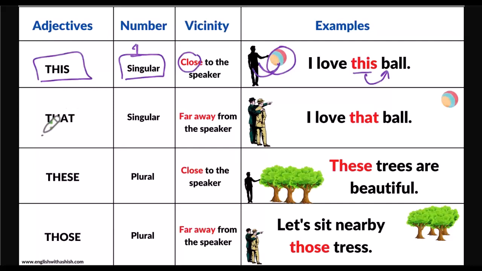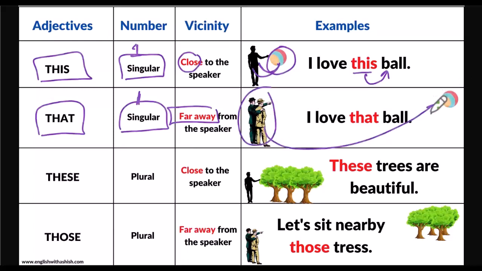All right. Now comes that, another type of a demonstrative adjective. It also refers to a singular noun, one in number, but it is far away from the speaker. It is not close to the speaker. For example, I love that ball. That ball is quite far away from the speaker, and that is why the use of that. I love that ball. Pointing out is something that is quite far away from your sight. Of course, you can still see it, but it's not very close to you. It is far away. You have to point out at it.